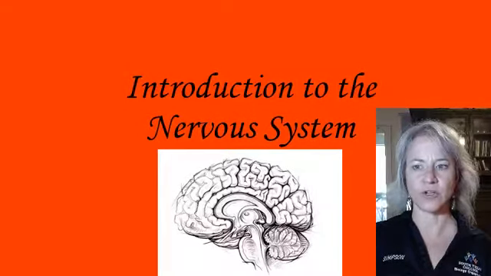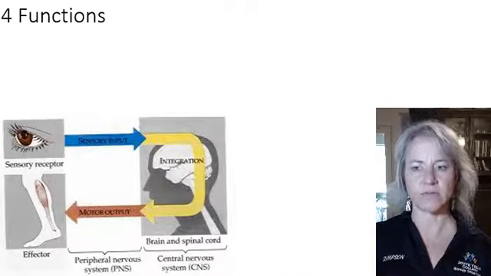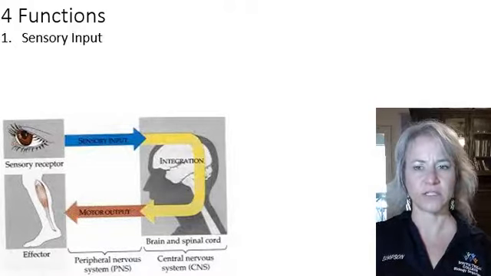Introduction to the nervous system. Start with the functions of the nervous system. Our nervous system has 4 functions. Sensory input, in which it receives all the sensory information from all over the body, inside the body, outside the body.